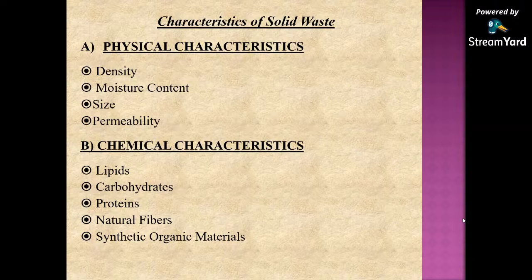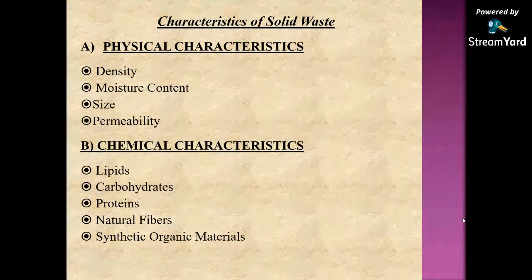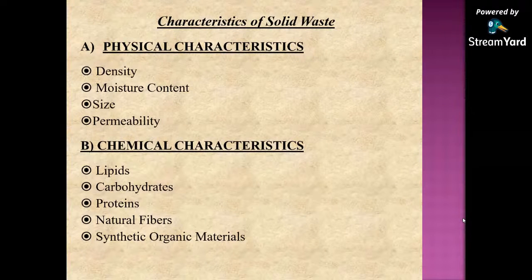Next physical characteristic is size. The measurement of size distribution of particles in the waste stream is important because of its significance in the design of mechanical separators and shredders, because we need to design some mechanical separators and shredders. So for this purpose, size distribution of particles is very much important.